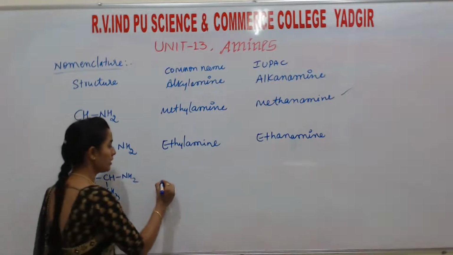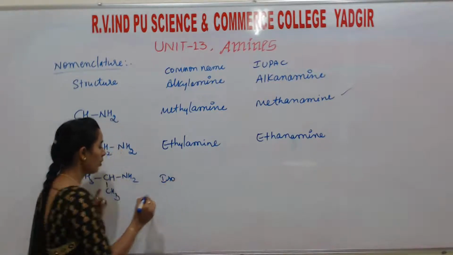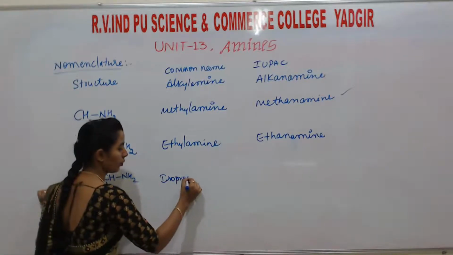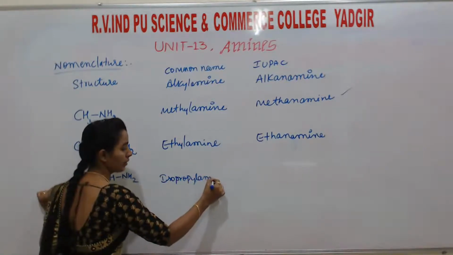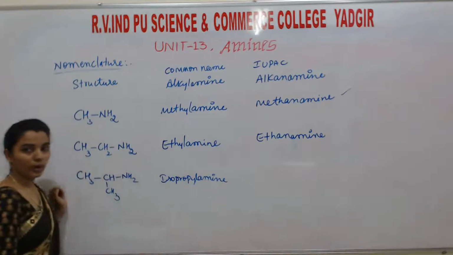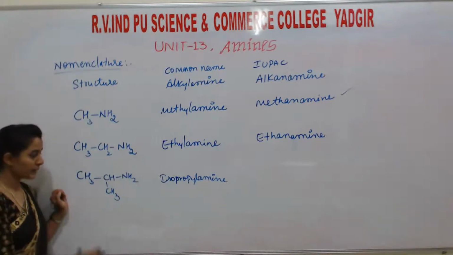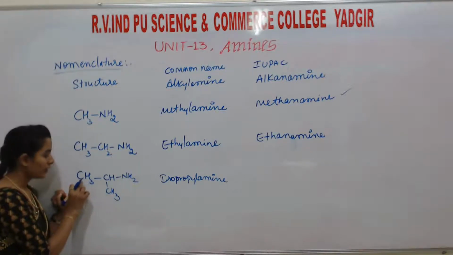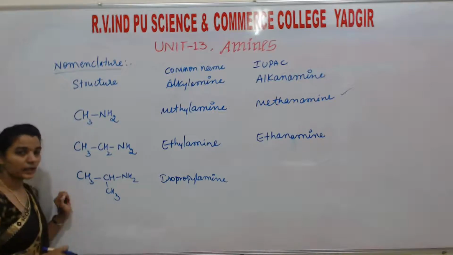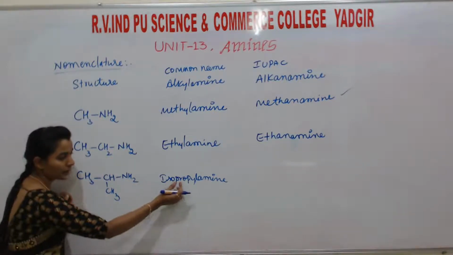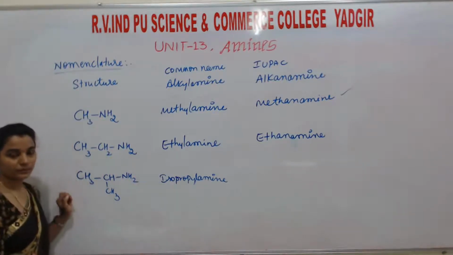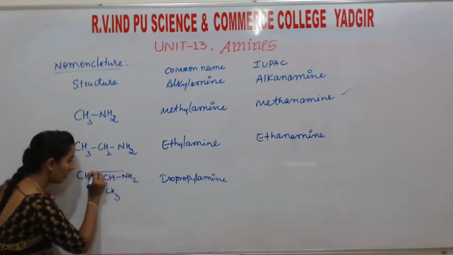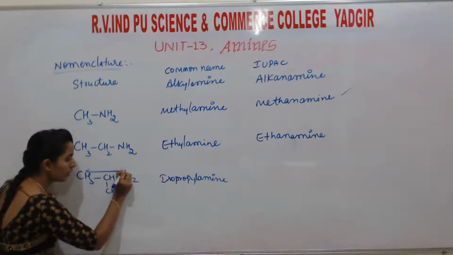So the common name is iso. So how many carbon atoms are there? 3. That means propyl amine. Isopropyl amine. Understand? With respect to NH2, this is primary amine. With respect to carbon, this is a secondary carbon atom. That's why the name is isopropylamine. Understand?